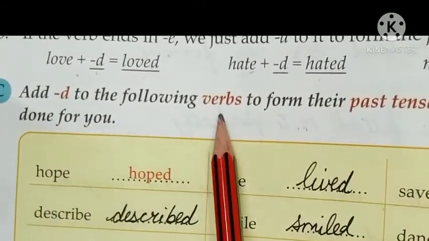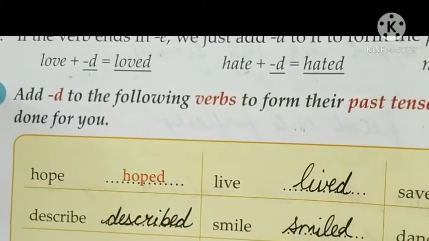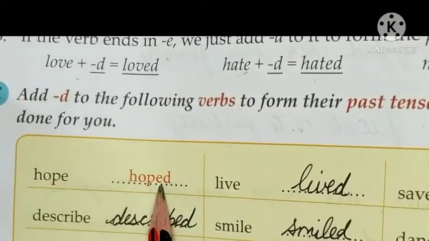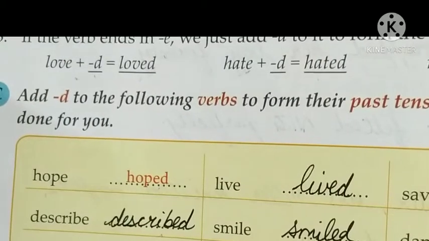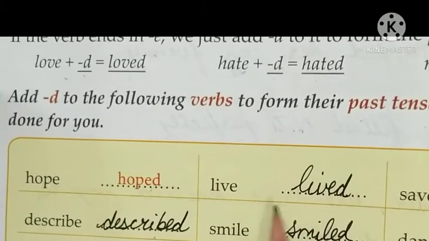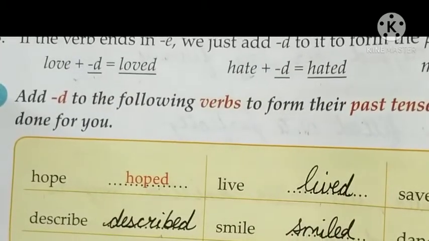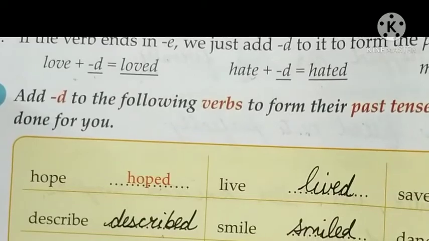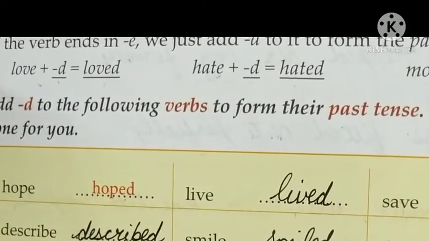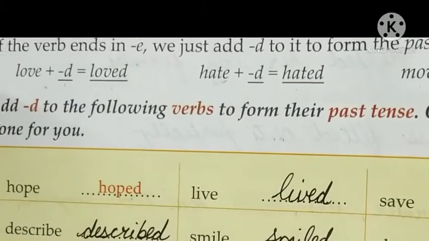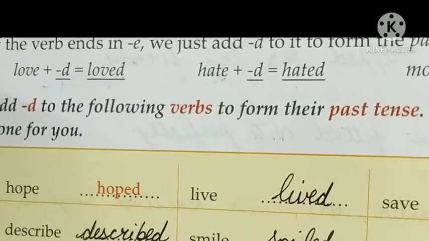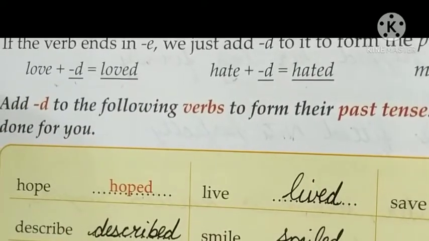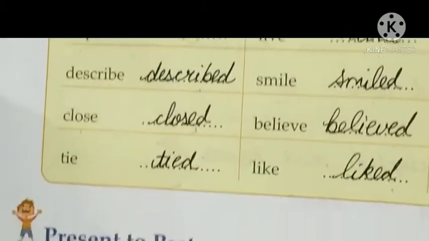Add D to the following verbs to form their past tense. One has been done for you. Hope, hoped. Describe, described. Close, closed. Tie, tied. Live, lived. Smile, smiled. Believe, believed. Like, liked. Save, saved. Dance, danced. Graze, grazed. Use, used. So in all these words, it is ending with E and we have simply added D to make it past tense.